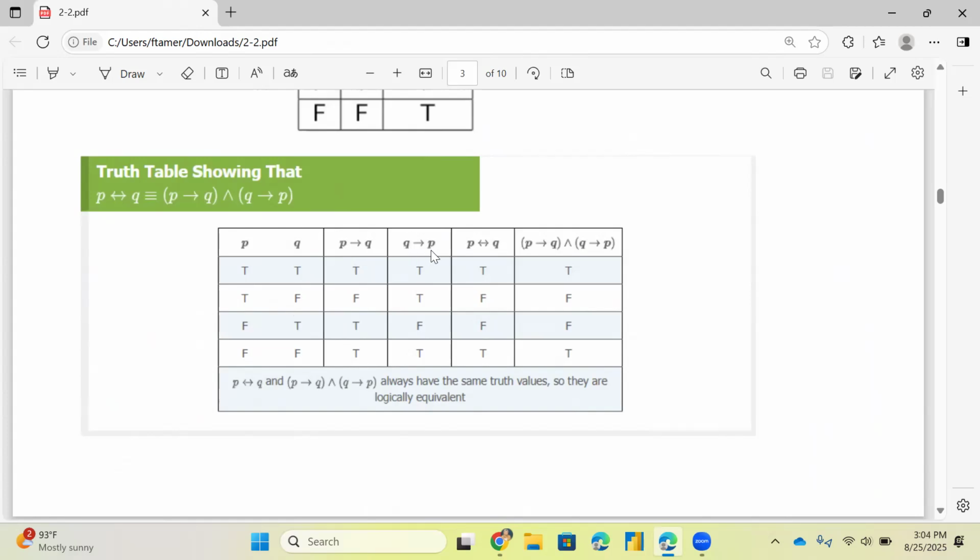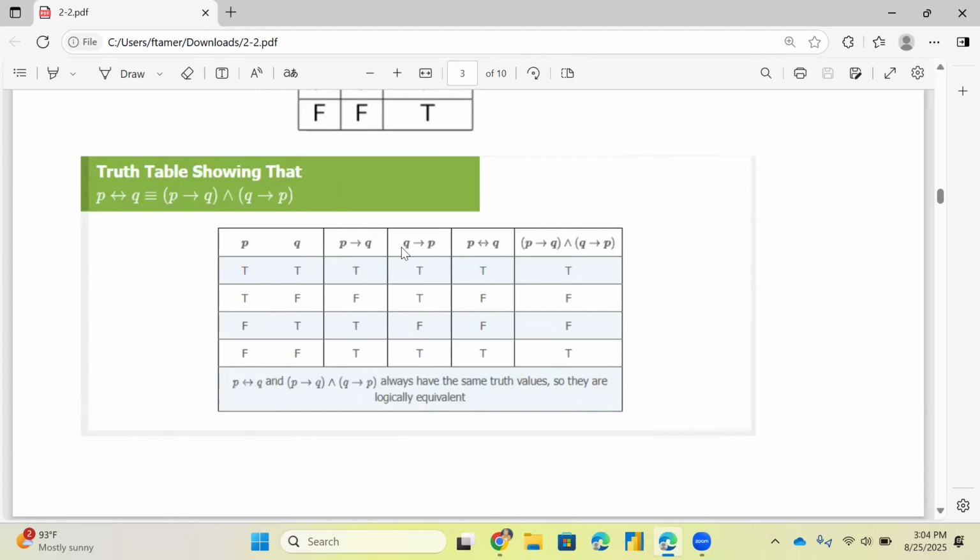Now we're going to look at if Q then P. So these are the Q's. The second one and fourth one are going to give me true. The first one is going to give me a true. Only the third one is going to give me false here. So this is the truth and false for if Q then P.